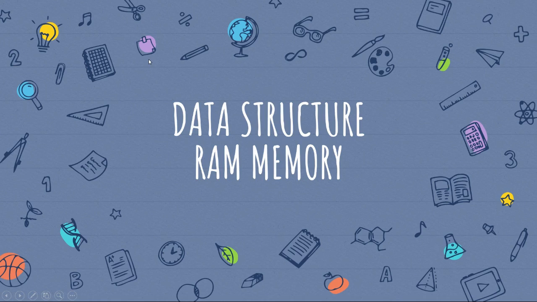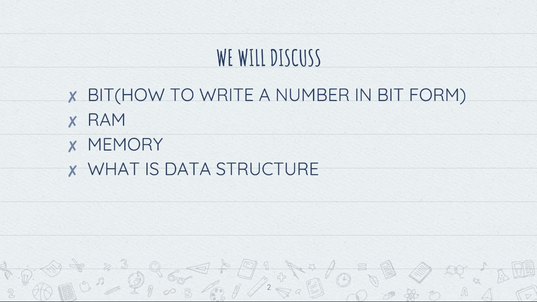So guys, we are continuing our lectures on data structures and algorithms in Python. Today we are going to discuss data structure, RAM, and memory. These are the topics we will discuss. First of all, we will discuss how to write a number in bit form. Then we will discuss RAM and memory, how to store data in RAM, and finally, what is a data structure.